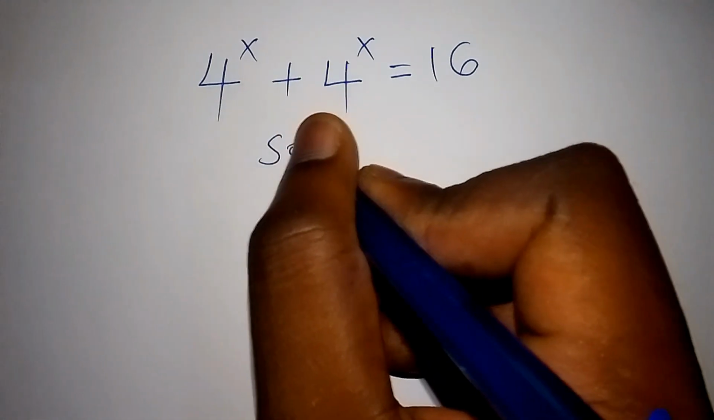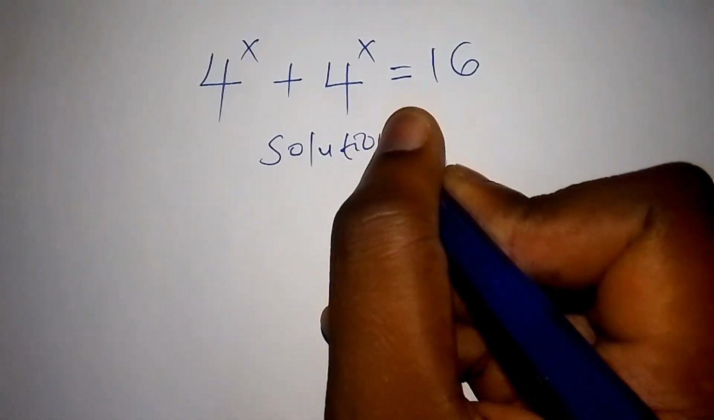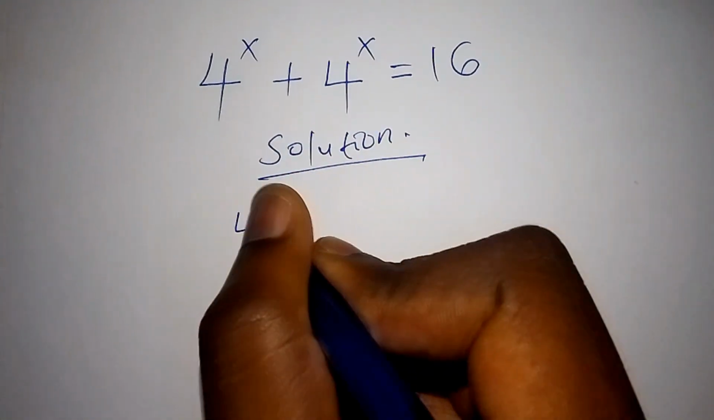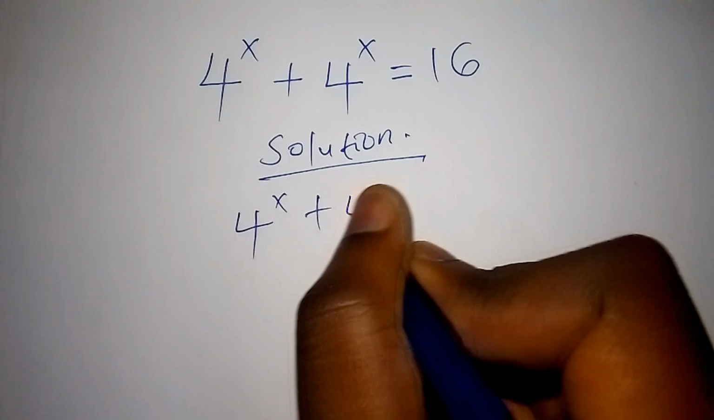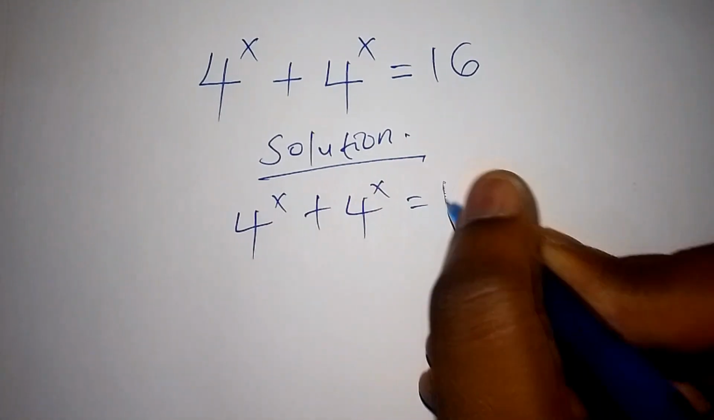So the first thing is, let's start now. On the solution part, this is what you are given: 4 to the power of x plus 4 to the power of x is equal to 16.